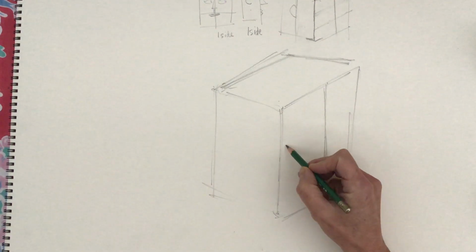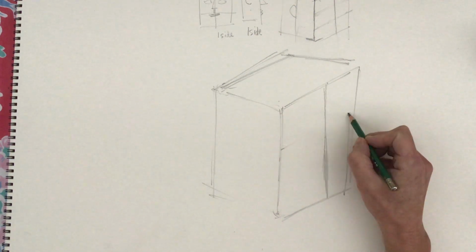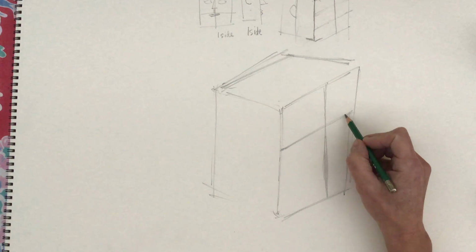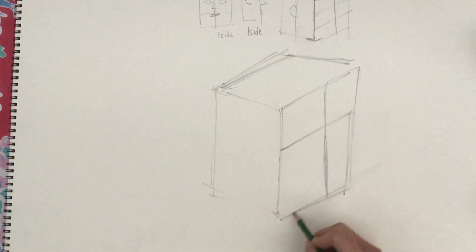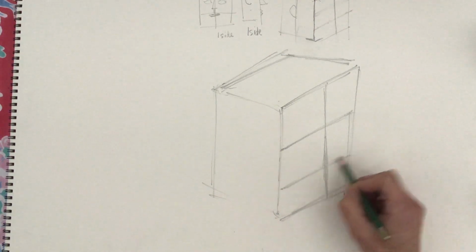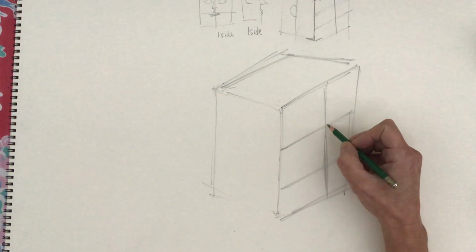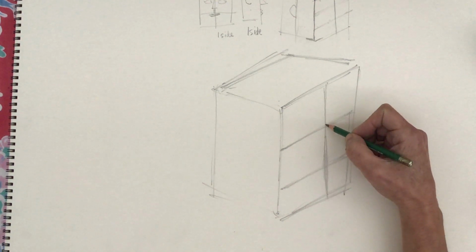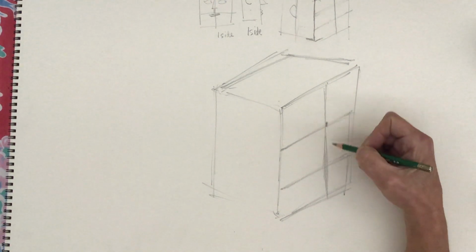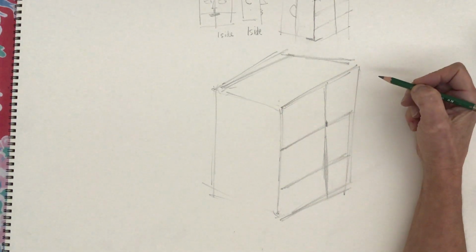The eyes are going to be near the center, but a little bit above center. And here we go. This might be the bridge of the nose, and I use it as an anchor point.